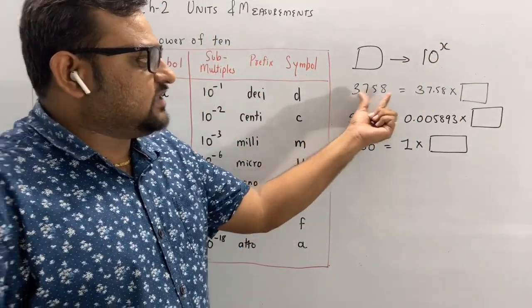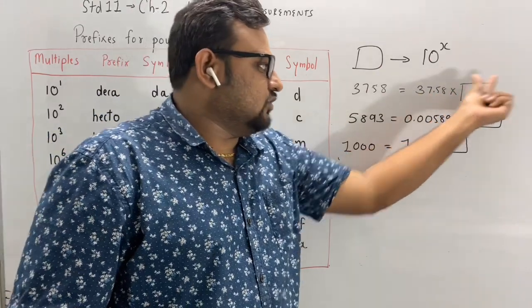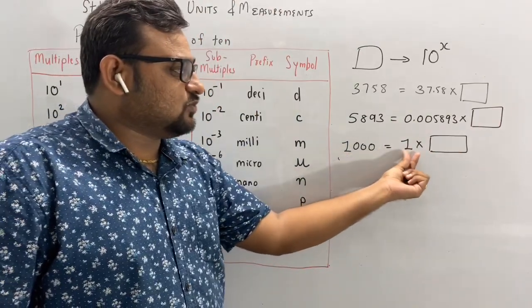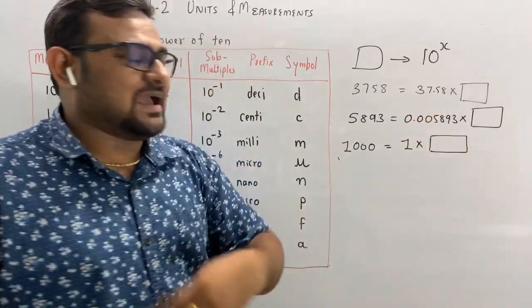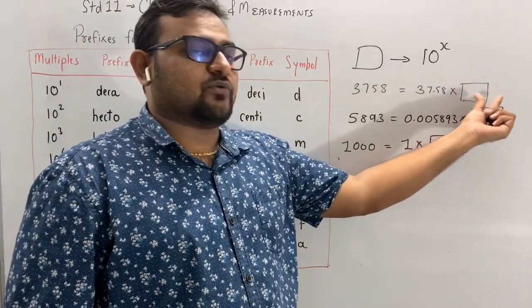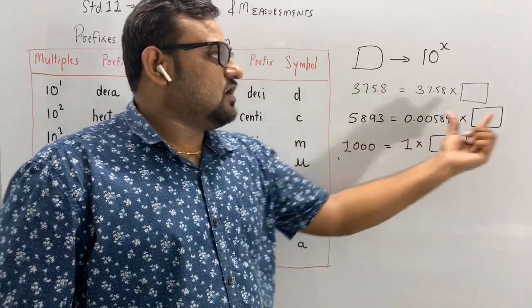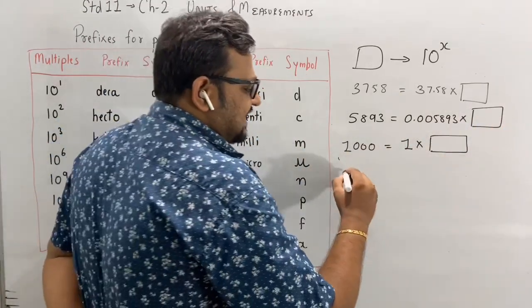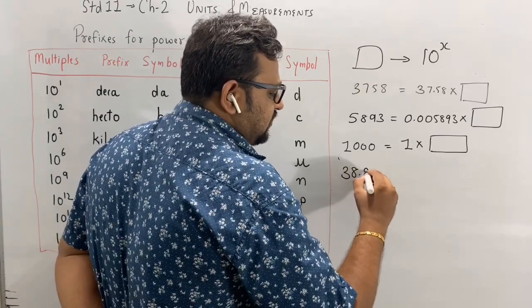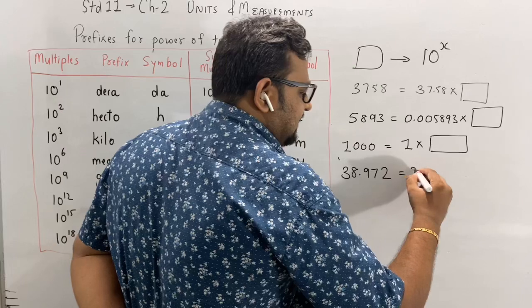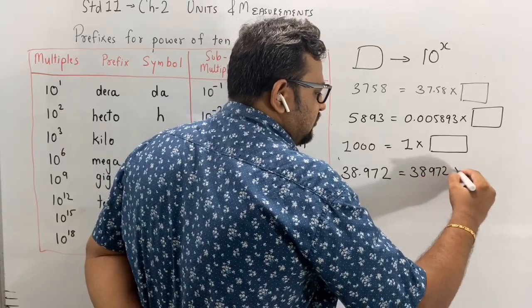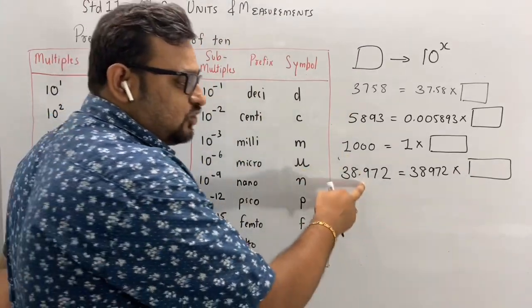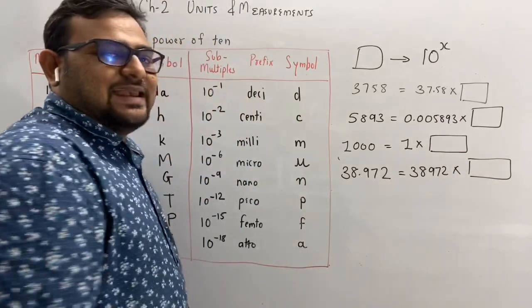See here you made the number smaller, so the power will be negative. Here you made the number smaller, so the power would be negative. Here you made the number bigger, sorry, my mistake, so the power will be positive. Made the number bigger, power would be positive. But if it is like this, 38.972, if I'm writing 38972 into 10 raised to, the power here, you made the number smaller. So the power will be negative.